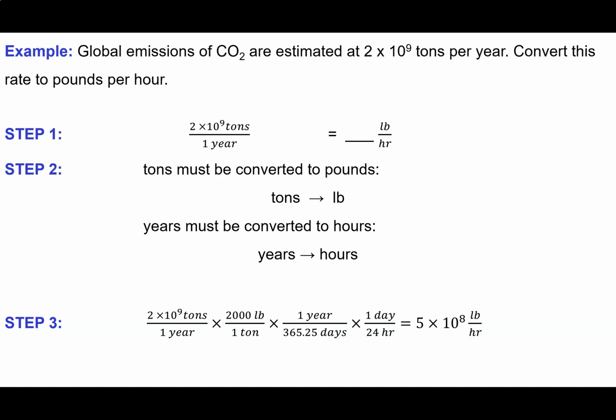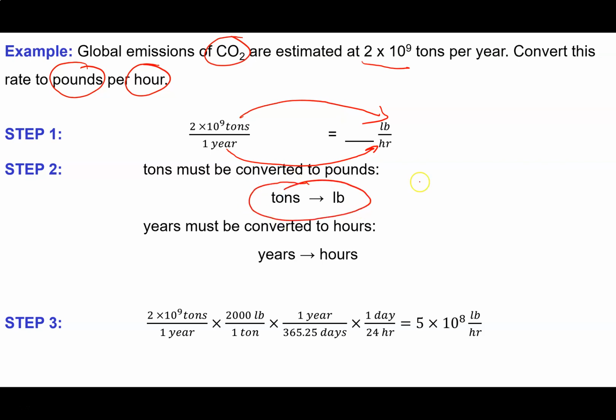So let's have a look at what we've got going on here. It says global emissions of carbon dioxide are estimated at 2 billion tons per year. Convert this rate to pounds per hour. So you can see I've got 2 conversions to do. I've got to turn years into hours, and I've got to turn tons into pounds. So I've got to find out how these things are related. It turns out that there are 2,000 pounds in 1 ton. I just had to look that up.